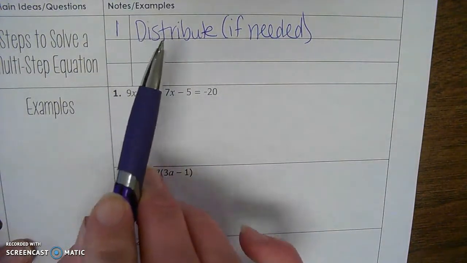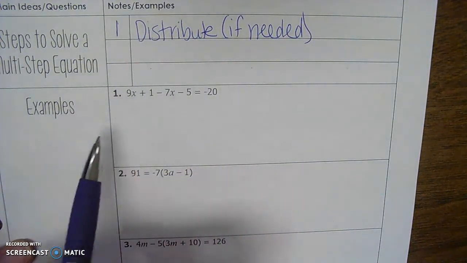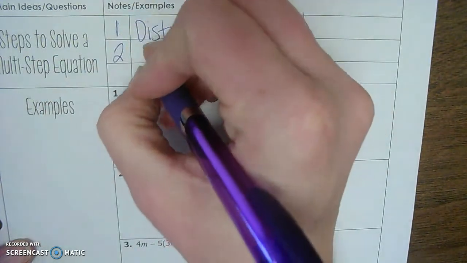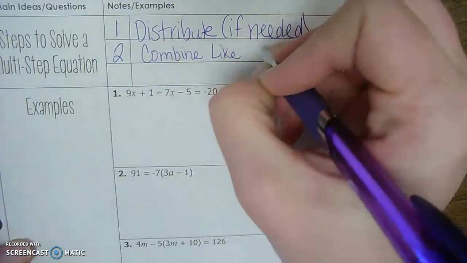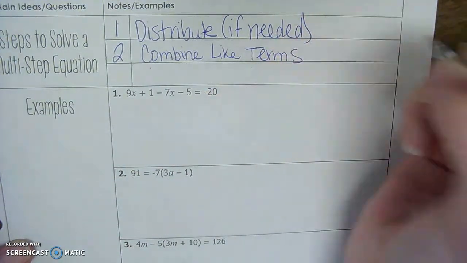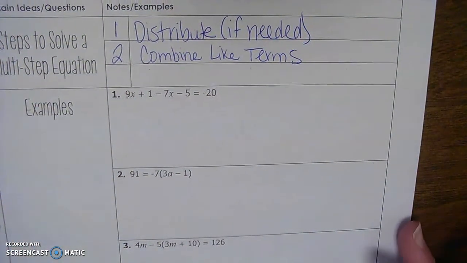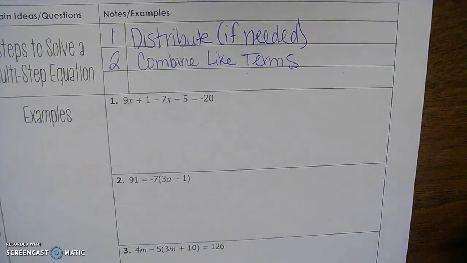Once you distribute, or if you don't have to distribute, so there's no more parentheses, you need to combine your like terms. What gets a little bit confusing is since we've been solving equations, we know to do the inverse operation. But when you combine, you just do exactly what it says. If there's a plus sign, you add. If there's a subtraction sign, you subtract.